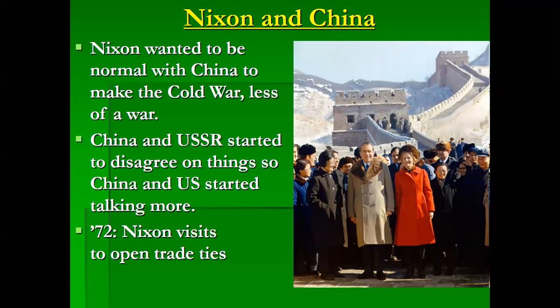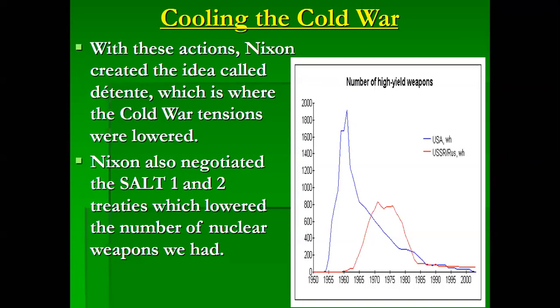All right. So the other thing that Nixon's going to do is he's going to try to calm down the Cold War. He created this idea called the Entente. It's a French word, and it means to like ease or lower. He wanted to lower the tensions. So he did this with two different treaties. They were both called the SALT treaties. SALT stood for Strategic Arms Limitations Treaties. And what he wanted was he wanted for the United States and the USSR to lower the number of nuclear warheads that they had.